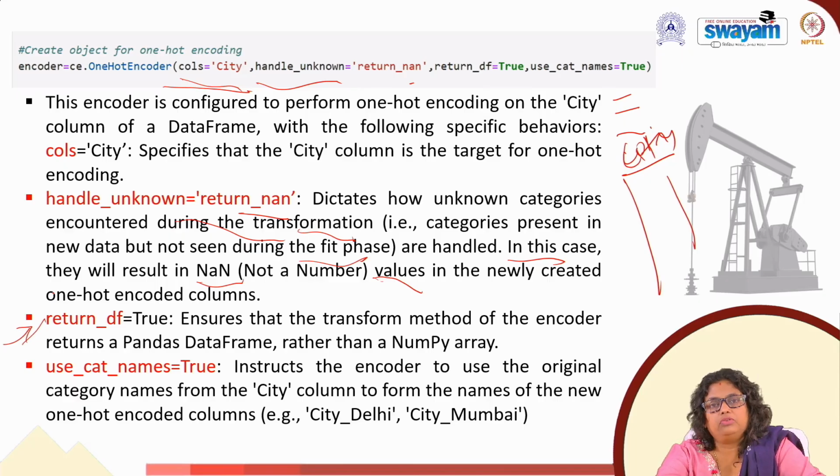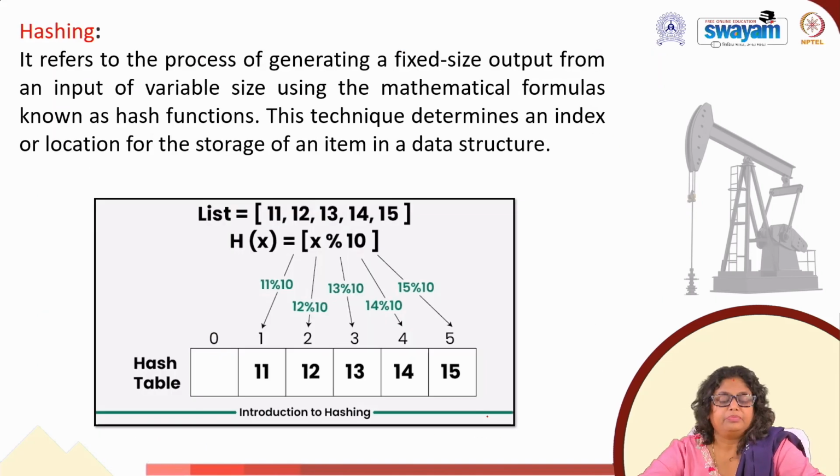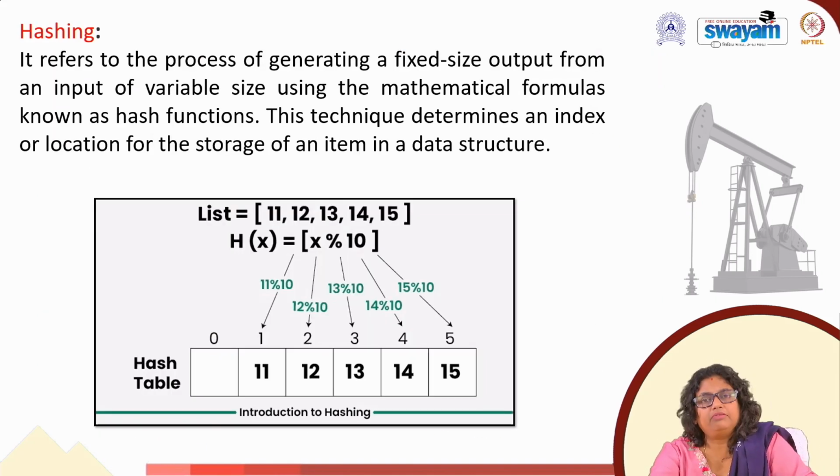What we want is to ensure that the transform method of the encoder returns a pandas data frame rather than a numpy array. And then use cat names, which instructs the encoder to use the original category names from the city column to form the names of the new one hot encoded columns, like city Delhi, city Mumbai. Okay, it's like that. So we have seen dummy encoding and one hot encoding.